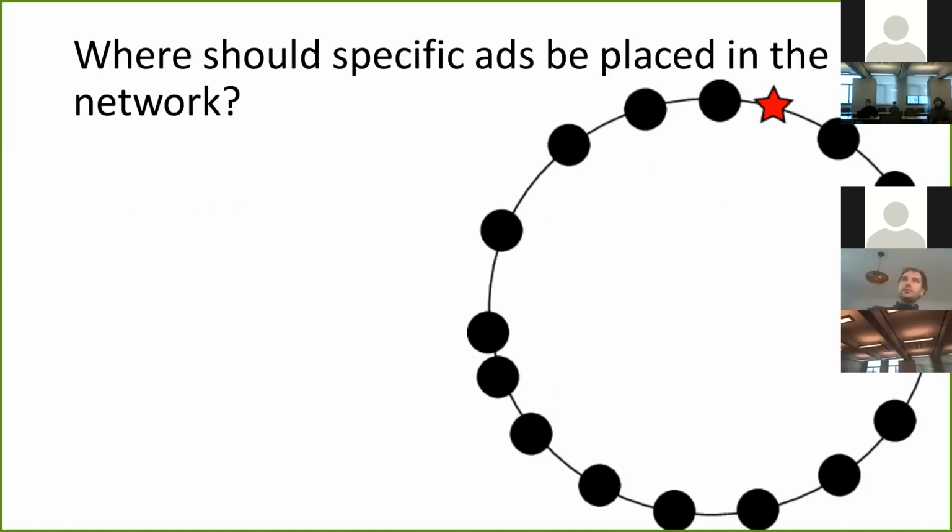Right. So let's start with the first question. Where should specific ads be placed in the network? Now each application or each topic will also have its ID. Well, we can hash it as well, exactly as we do with the data entity. Then we create an ID, and you can represent it somewhere in the DHT ring. So those are the DHT nodes organized in a ring, and here we have our topic.